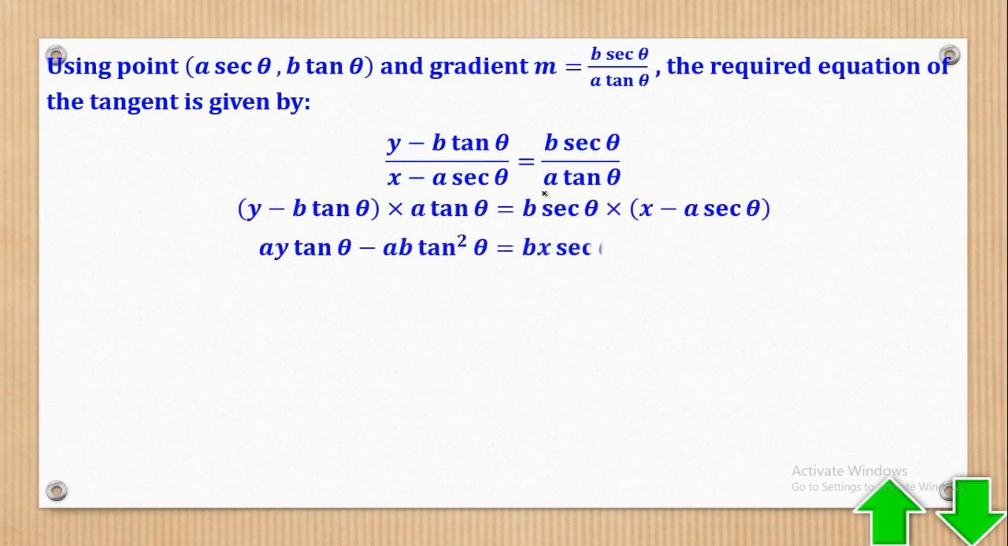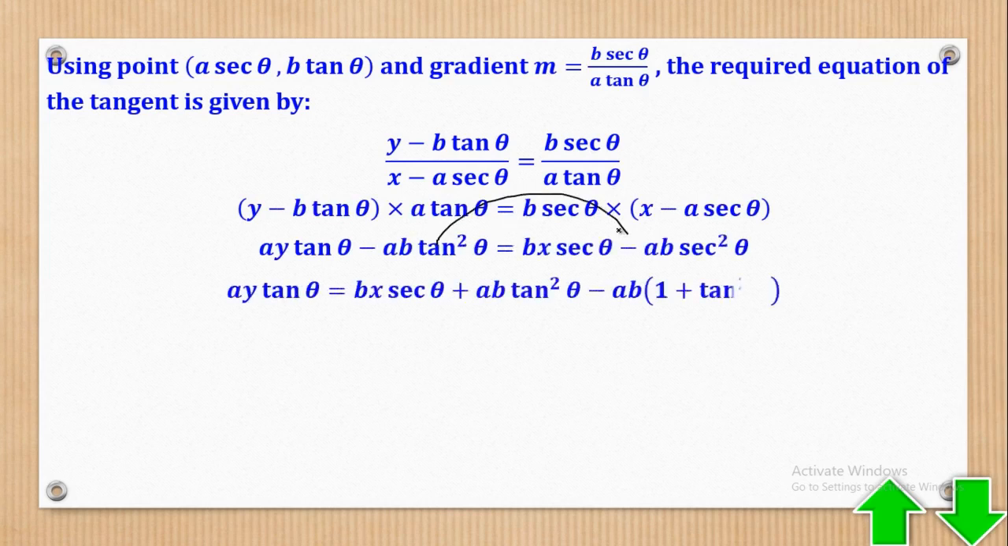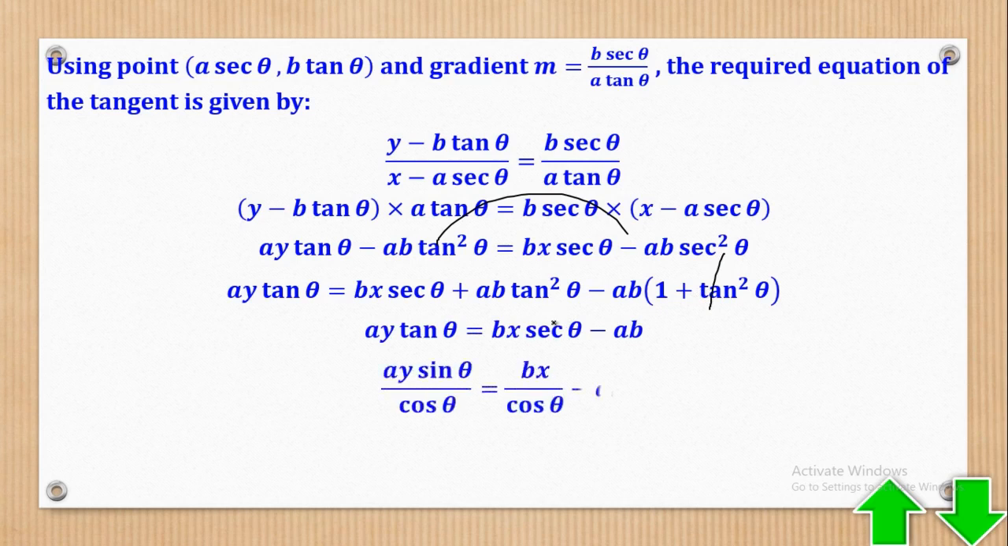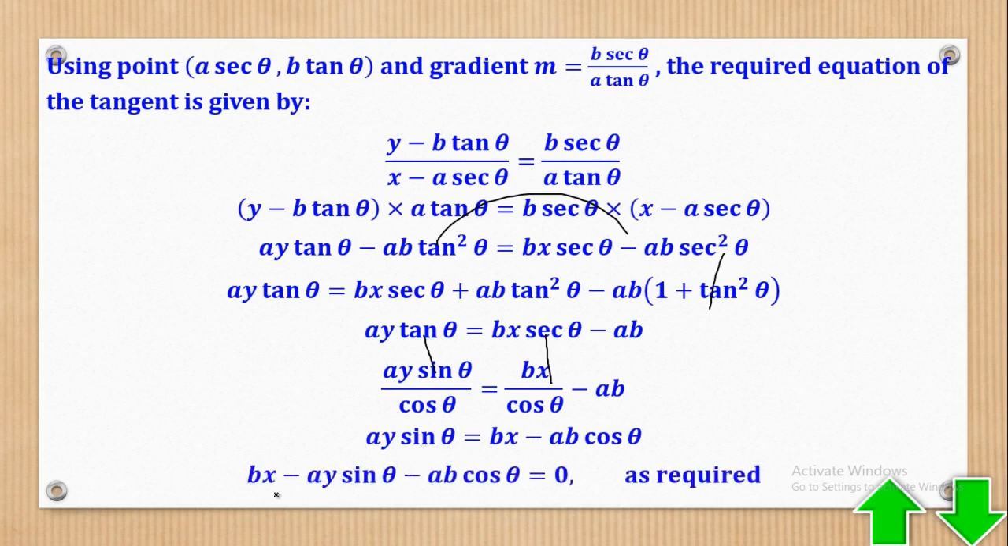Open brackets to come up with that. Then take this one this side to come up with that, and this one reduces to that. Then simplify to come up with that. Then change this tan into that and this sec into that, and that will be the equation of the tangent. So next is to express it in the form which was given in the question, and that's what they wanted.